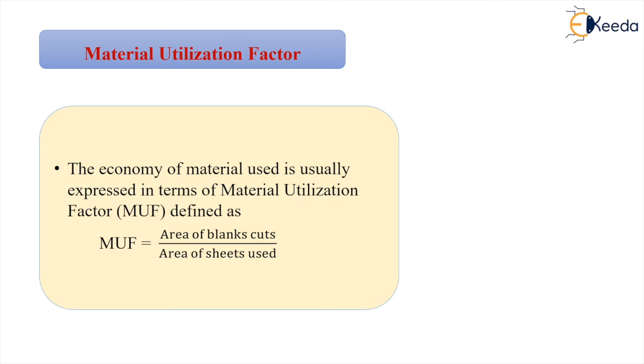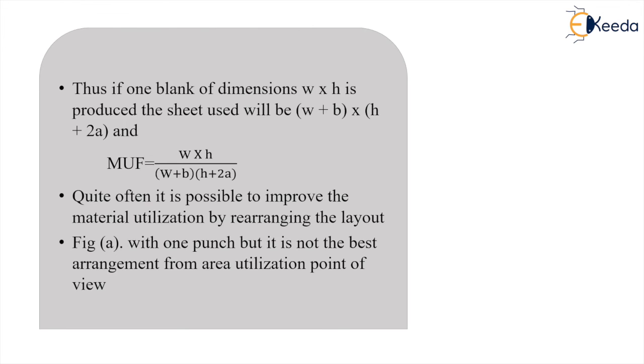Now, from this layout, we are going to find out the material utilization factor. What is material utilization factor? The economy of material used is usually expressed in terms of material utilization factor, and it is defined as the area of sheet utilized divided by the total area of the sheet, or you can also say the area of the blanks divided by the area of the sheet used. This is in percentage.